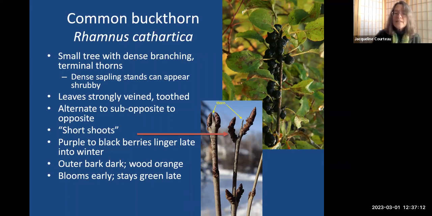Something I should mention is that this is a dioecious species, so not every plant will have fruits. And the good news is if you're trying to eliminate invasives, you can focus on the females, the ones that have fruit, and just leave the males behind. So it's only half the work, because those males are not going to produce fruit.